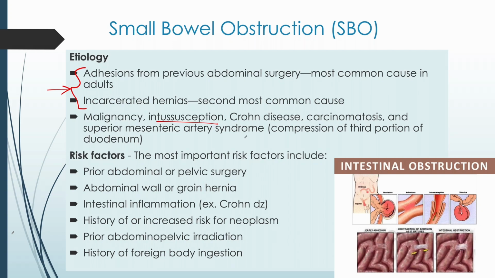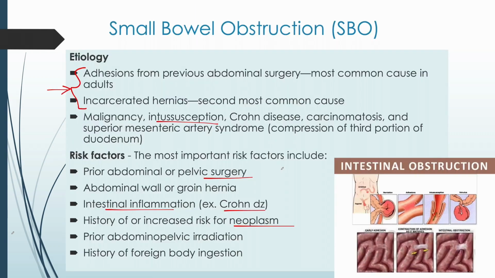Some of the most important risk factors for developing SBO, similar to the etiologies, would be prior abdominal surgery, right, which causes adhesions; abdominal wall or groin hernia, which is the second most common cause; Crohn's disease, with inflammation and increased risk for neoplasm; prior abdominal pelvic radiation; and foreign body ingestion. So you can see that the risk factors tie into the etiologies.